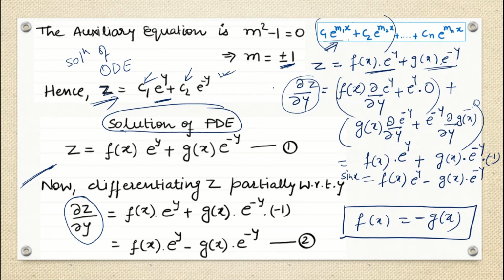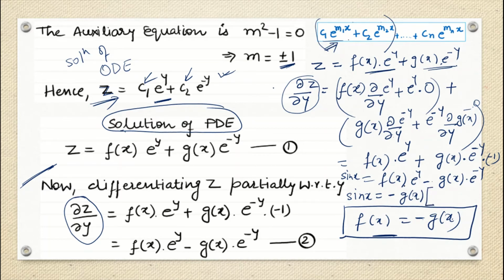That means I can utilize the relation f(x) is minus g(x). So I'll write down here sin x is, with f(x) being minus g(x), minus g(x) e^y minus g(x) e^(-y). I'll take minus g(x) common, so it will give me how much?